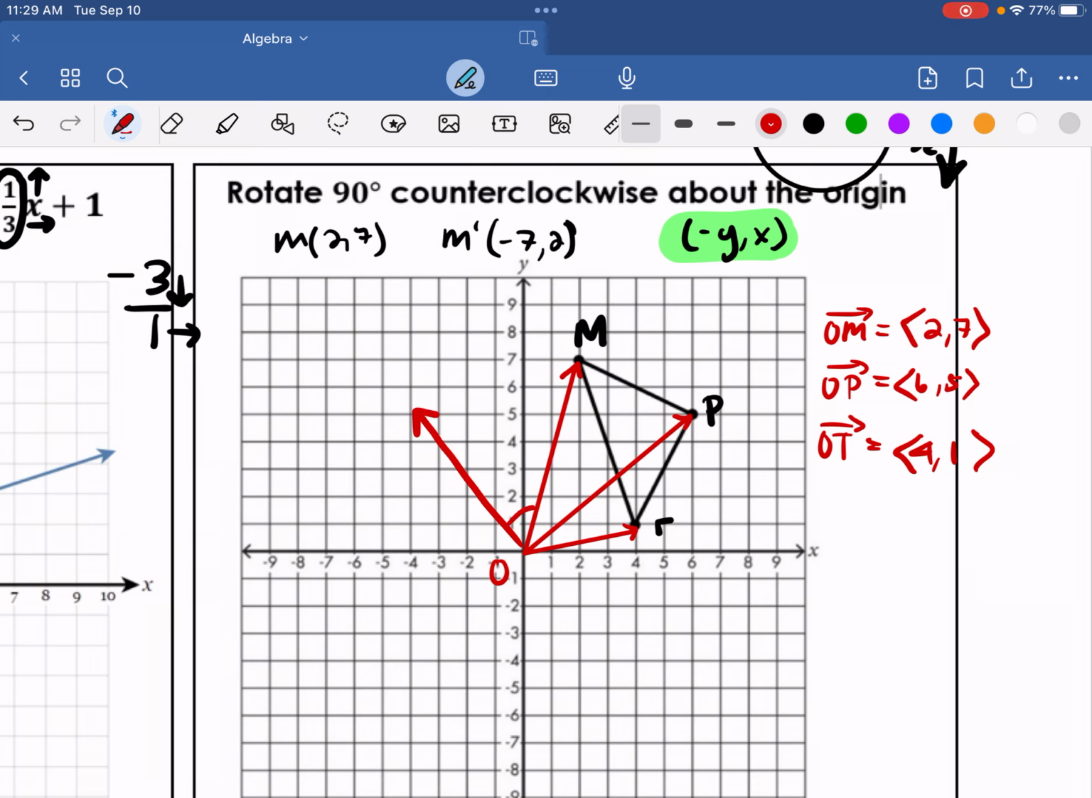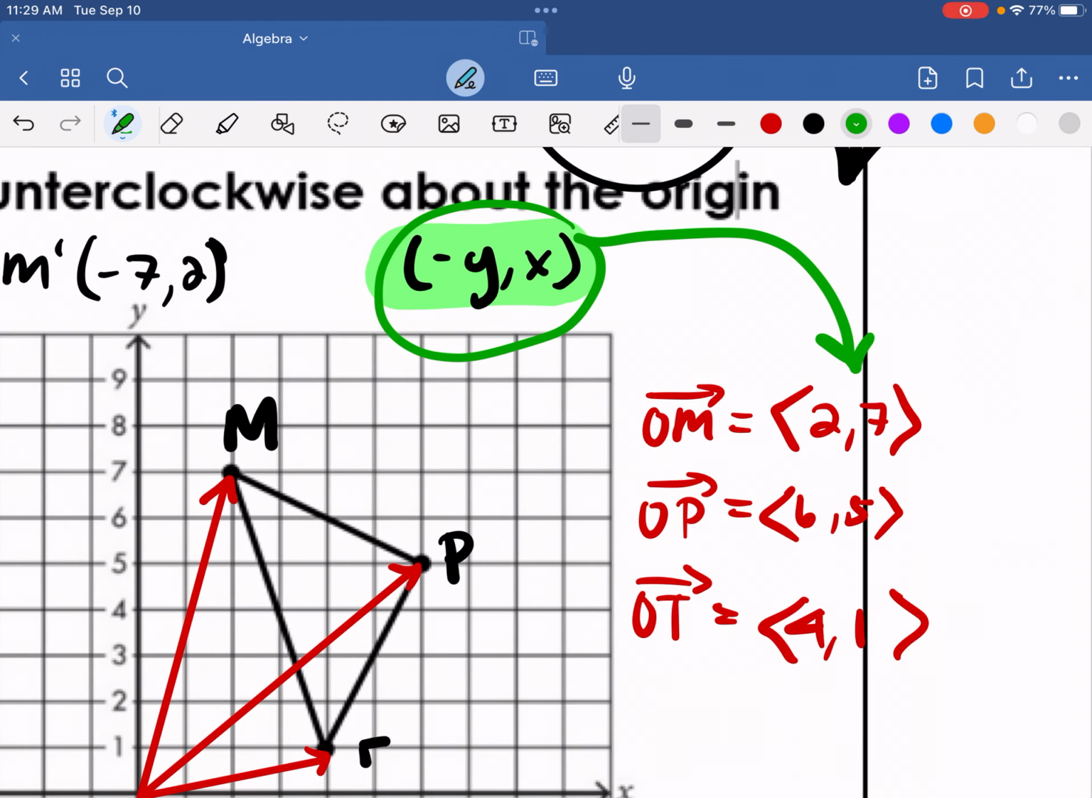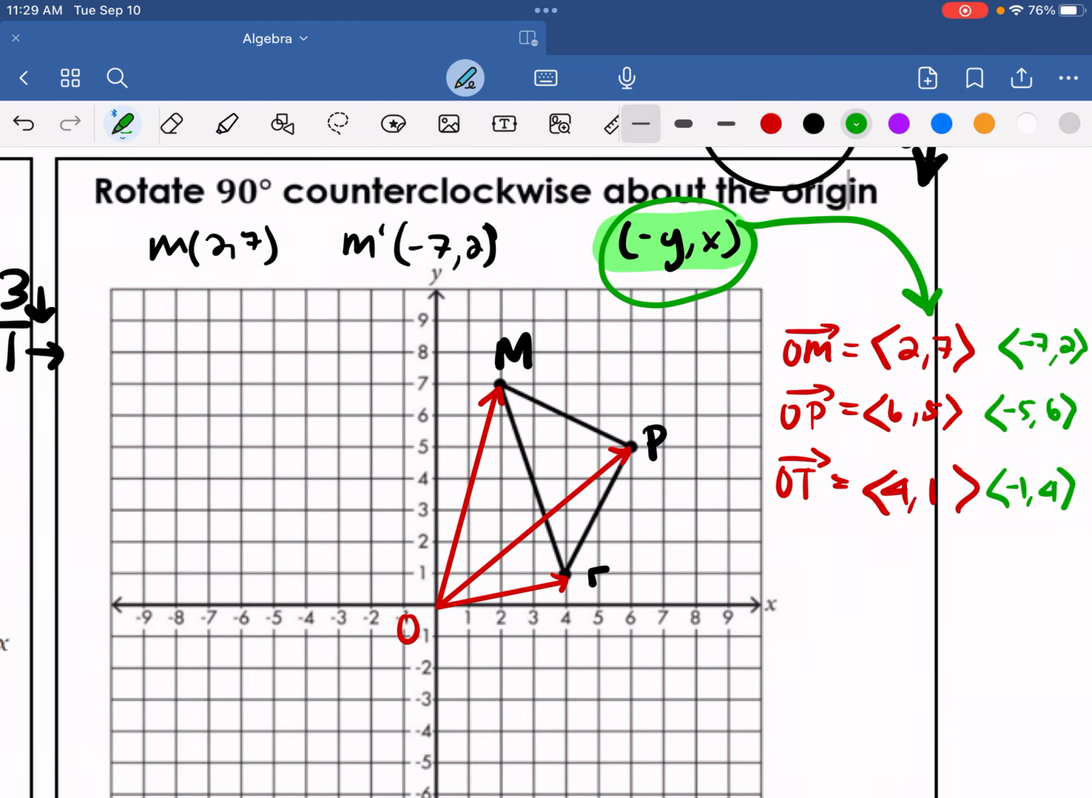So now the rule applies to the vectors. My new vectors: I'm going to switch them, and the Y becomes negative. So -7, 2. I switch them, -5, 6. And -1, 4. I switch them and the Y becomes negative. So now you take your new directions. You leave your paper still straight. You go left 7 from the origin and up 2. This is M prime.